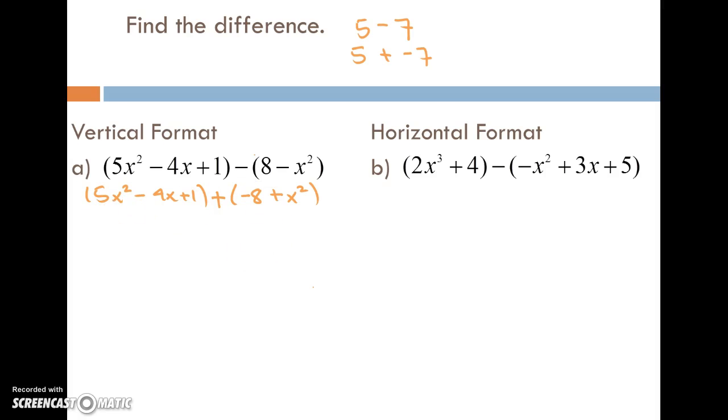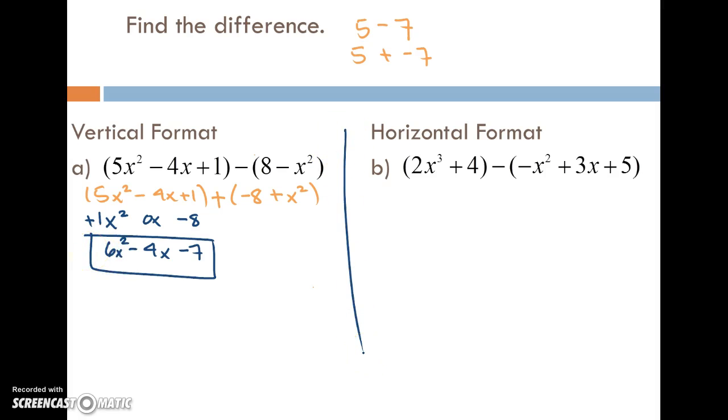Now, vertical format, we kind of just did that. So I'm going to line these up. This minus 8 would go right under here, minus 8. The x squared goes under the x squared, it's positive. And then I'm just going to add. You can put a 0x there as a placeholder if you want. This is negative 7. This is negative 4x. 5x squared plus 1x squared is 6x squared. The degree of this is 2. There are 3 terms, so it's a trinomial. And my leading coefficient is 6, just to review.